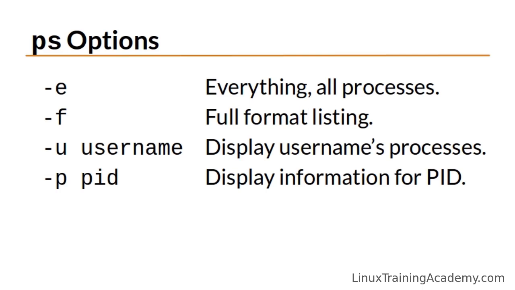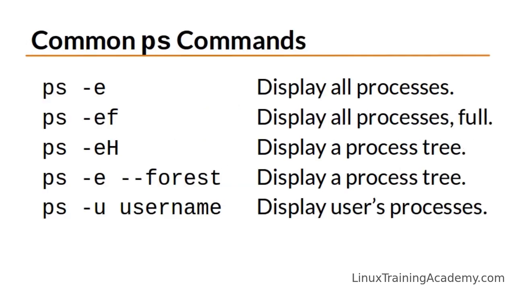And to display more information about a specific process, use its PID, or its process identification number: ps space -p space PID. Here are some common ps commands that you could use. ps -e to display all the processes. ps -ef to give you a full listing of all the processes.